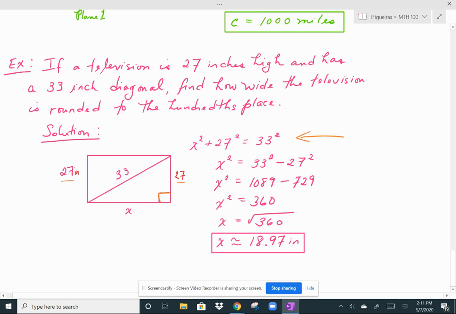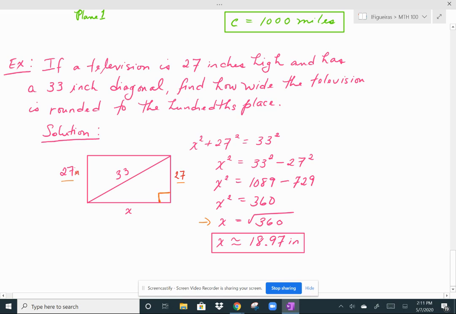So here's our Pythagorean theorem equation. I have x squared plus 27 squared equals 33 squared. Remember, you need to solve for x. So I'm going to subtract 27 squared from both sides. All right, so in the next line, I'm going to square the 33 and the 27. That's what you see here, 1,089 minus 729. Subtract those two numbers, and you get that x squared equals 360. Now we take the square root of both sides so that we get x alone. That's what you want. And then you want to take the square root of 360.